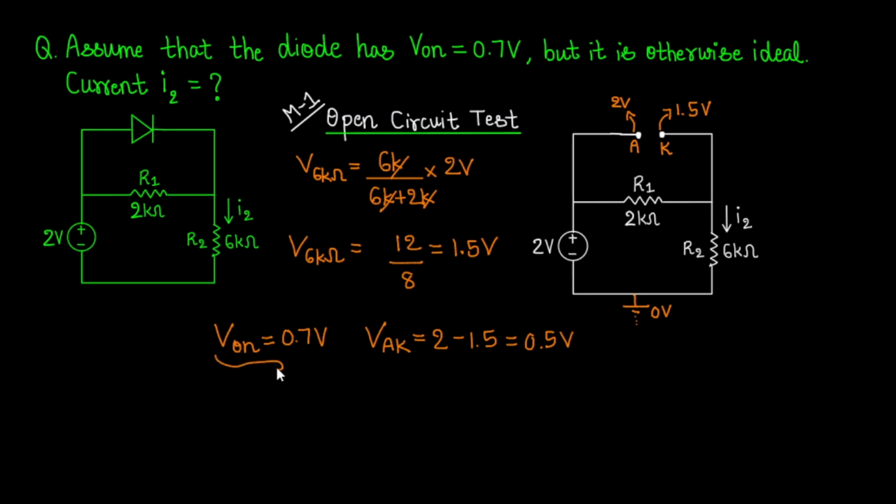Now it is clearly seen that the cut-in voltage of the diode is greater than the potential difference between the anode and the cathode. So as VAK is less than V on, as per the prerequisites, we can say that the diode is off.